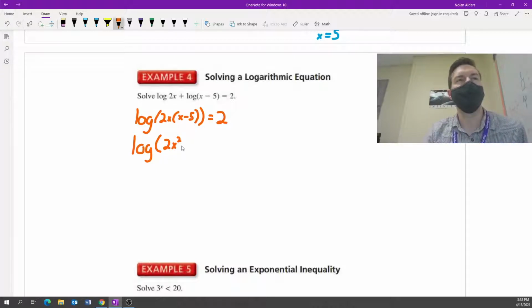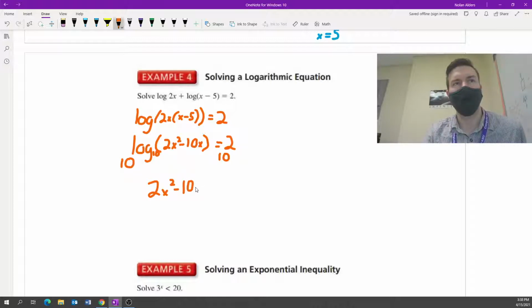And 2x times negative 5 is negative 10x. All right. Now, to get rid of the logarithm, we can do the same trick we did a second ago. We know the base of this log is 10. So if we raise this whole thing as the exponent with a base of 10 and do the same thing over here, then this base and this base will cancel out, and all we have left is the exponent. So we'll have 2x squared minus 10x equals 10 squared is 100.